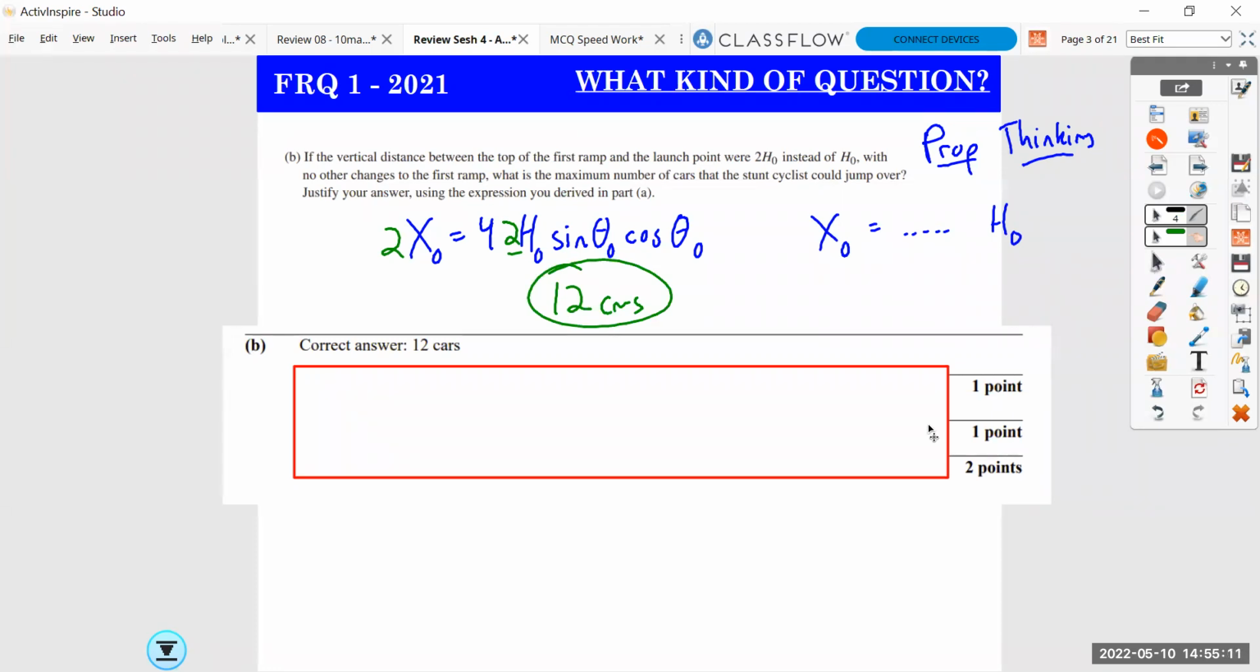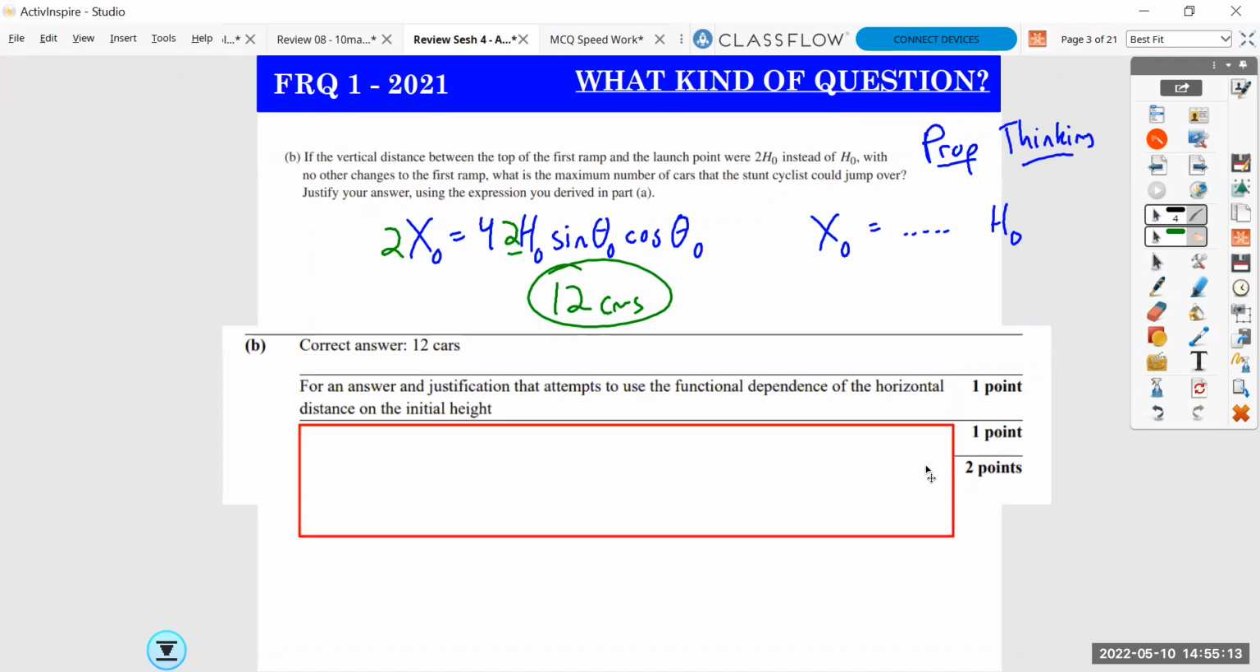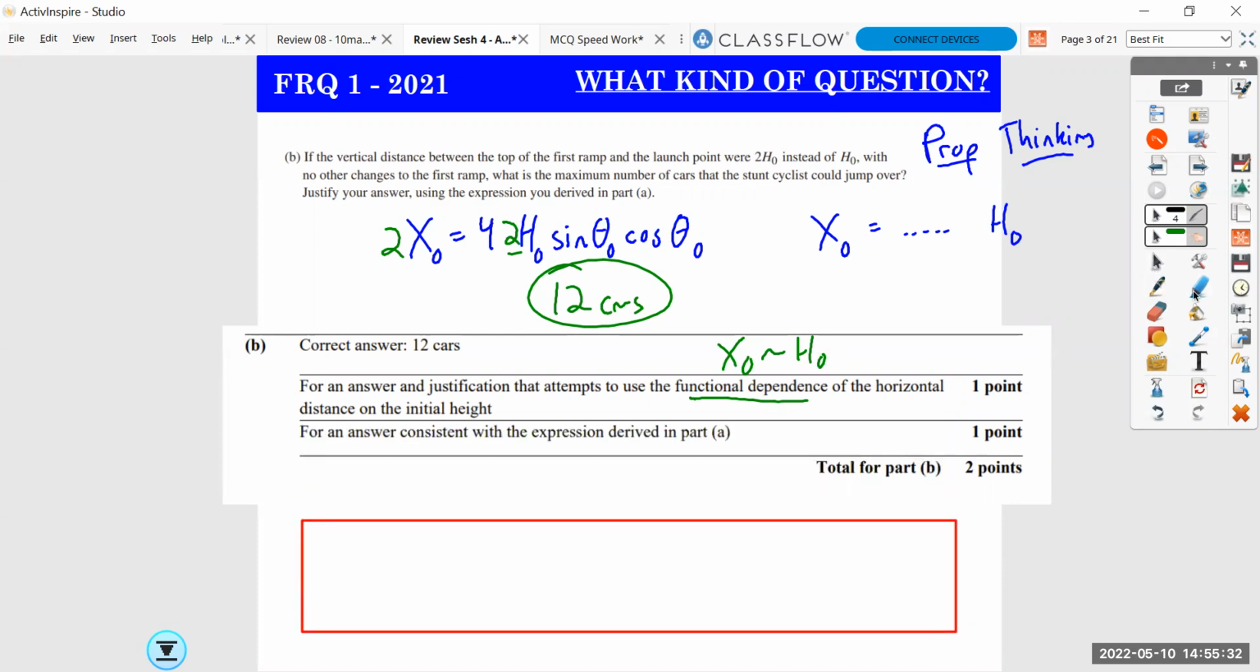This is a 2-pointer. One point for any justification that attempts to use the functional dependence, to realize that x0 just goes as h0. There's no squared. They're directly proportional, in this case the horizontal distance to the initial height. And then a second point for an answer consistent with what you got in part A.